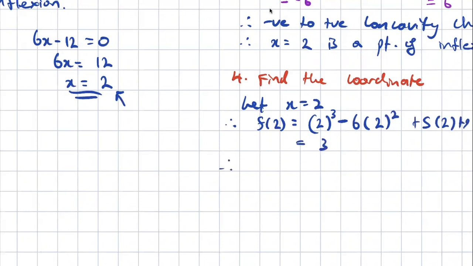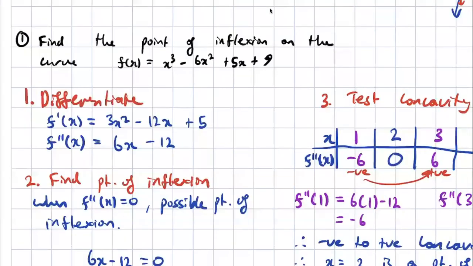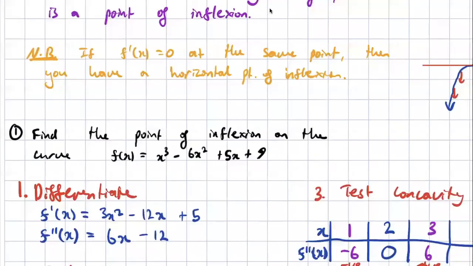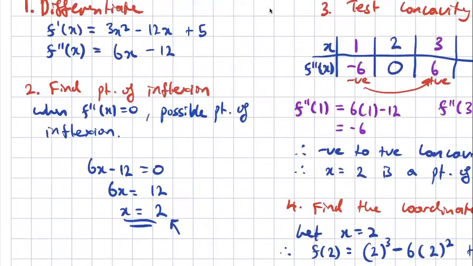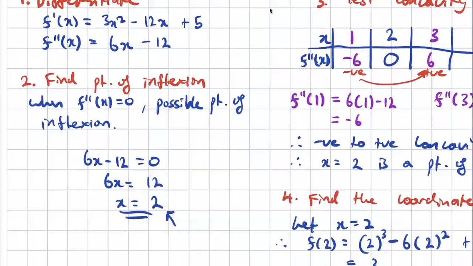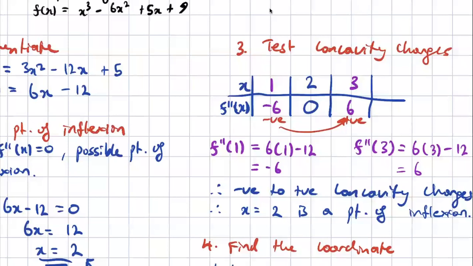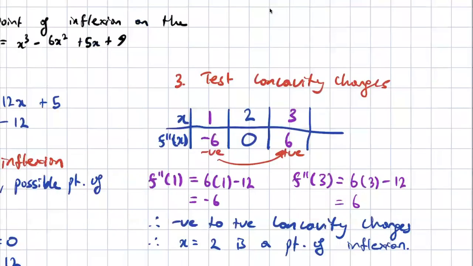And we just conclude our answer with a nice bit of wrapping up. Therefore, the point (2, 3) is a point of inflection. So that's essentially the 4 steps to finding a point of inflection. You must differentiate, you must let your second derivative equal 0, and you must test concavity changes. After you've done that, you find your y-coordinate and you're all good to go.